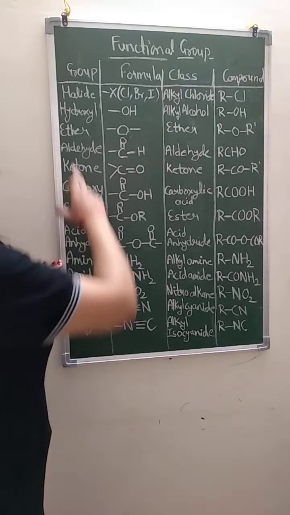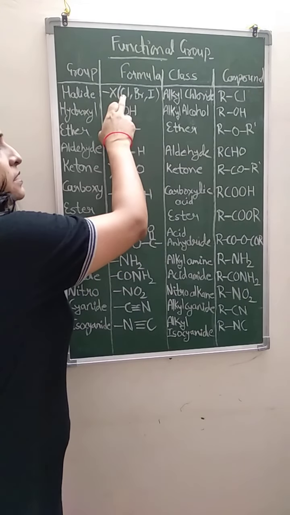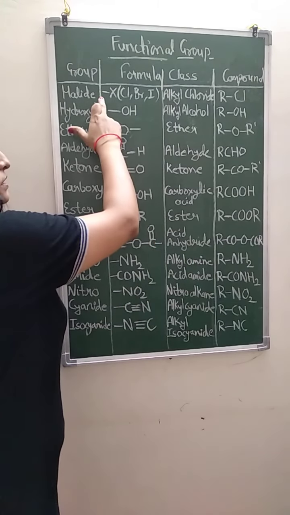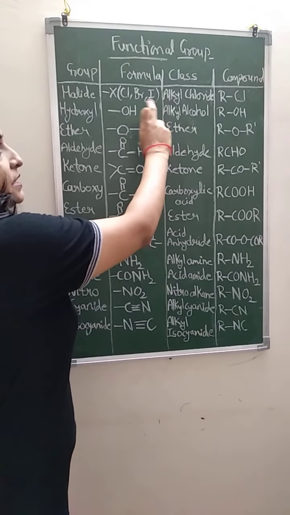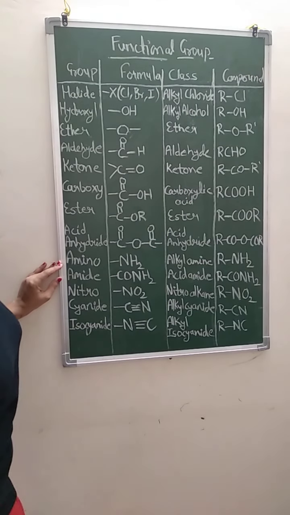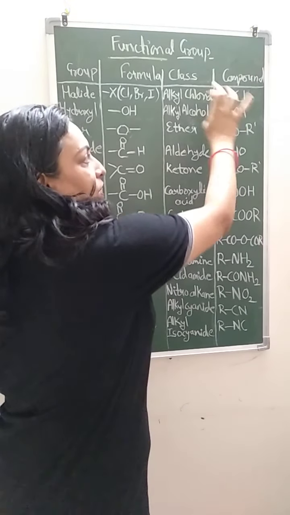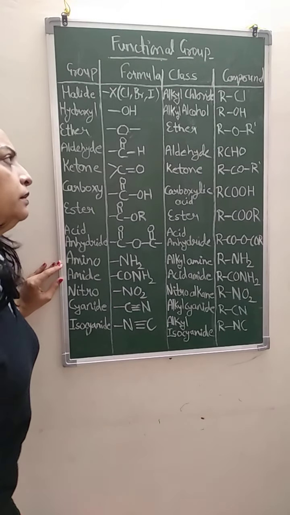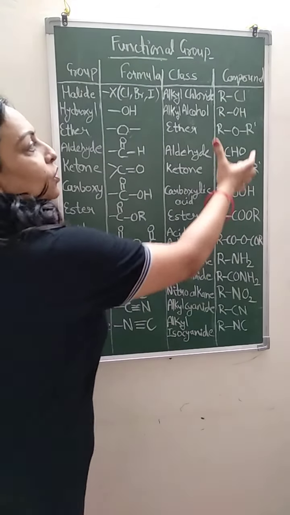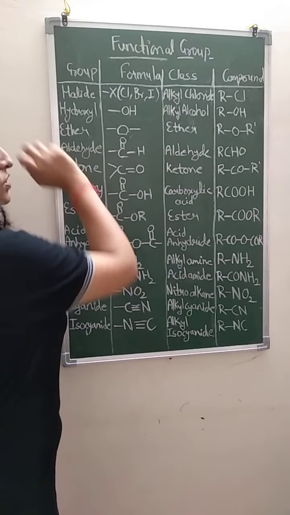So now start from the halide. Halide is represented by X, and X means Cl, Br, I. What are these? Chlorine, bromine and iodine. So that vacancy with X represents the class known as alkyl halide. Here we take an example of chloride, so I write alkyl chloride, and the compound formula is RCl. What is that R? R is an alkyl radical. It may be ethyl, methyl, propyl, whatever it would be. So the compound's formula is RCl. Clear? So this represents our halide functional group.